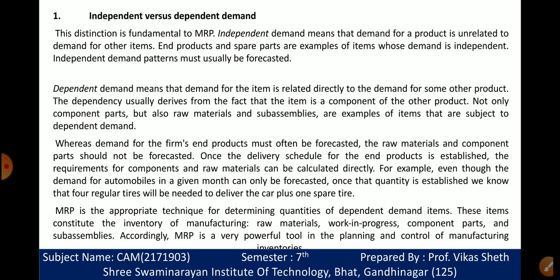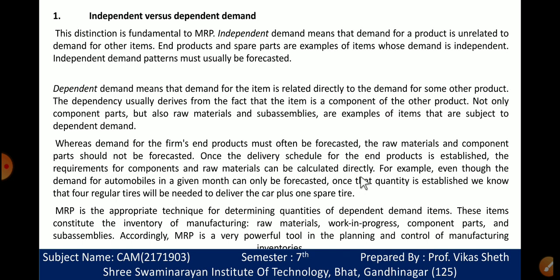Okay, in the next slide, in some topic bill of material, we learn about how dependency is created on the product and how it is fulfilled, right? So hope you understand what is dependent demand. Various demand for the firm and the product must often be forecast. The raw materials and component parts should not be forecast. Once the delivery schedule for the end product is established, the requirement for components and raw materials can be calculated directly.